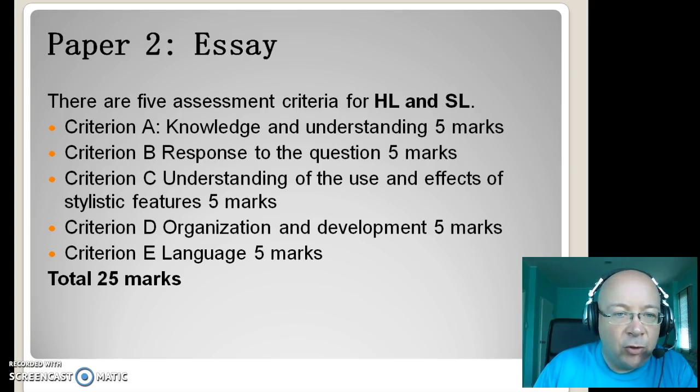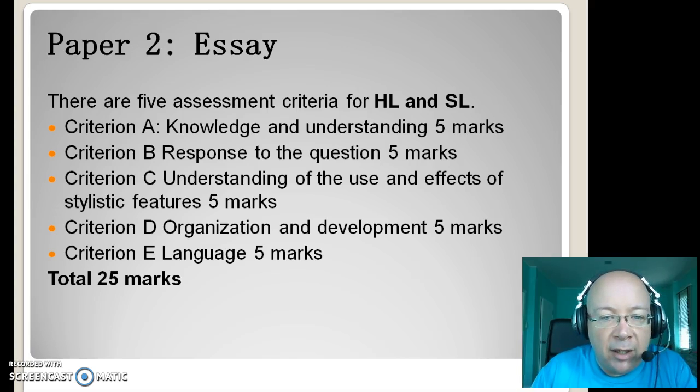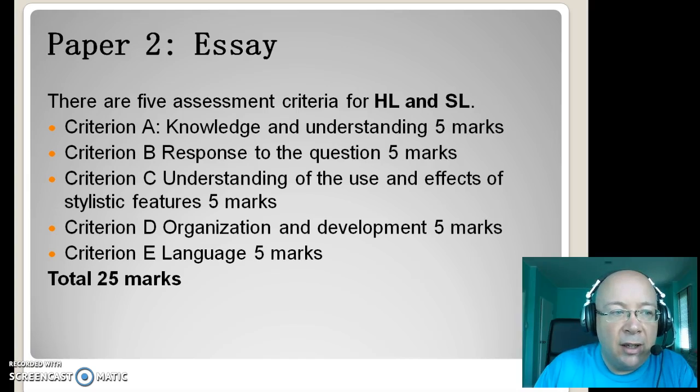Criterion C, the use of stylistic features. Detail: how well do you know the text in precise detail? Can you pick out quotes, examples, incidents in the text that are important? D is your organization and development of the essay. And E is the language that you use. How precise, how formal, how detailed is it?